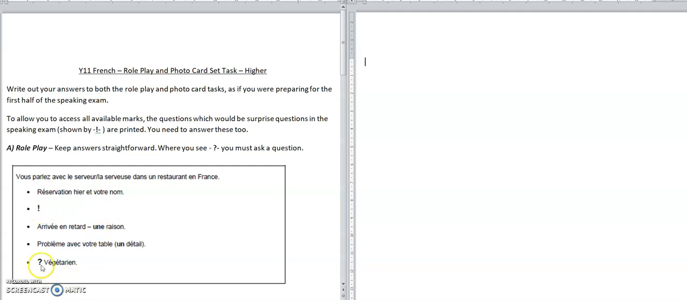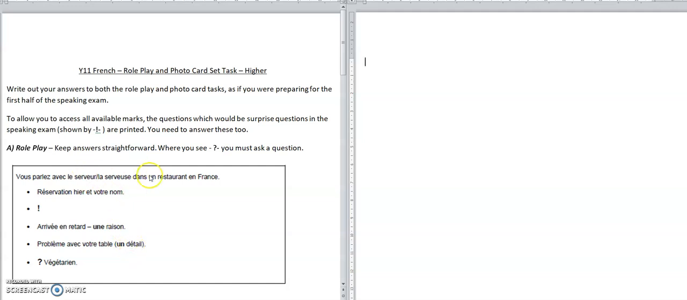There's always a question. That means you've got to ask the question when you see the question mark. It's not always the last bullet point either, but clearly here it's vegetarian, so you've got to ask something about vegetarians. You're not stating something. You're not telling them I am vegetarian or something. It's got to be a question.